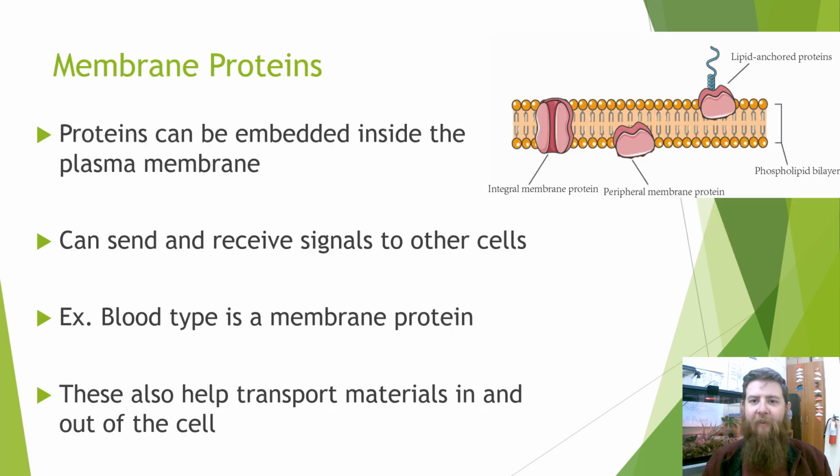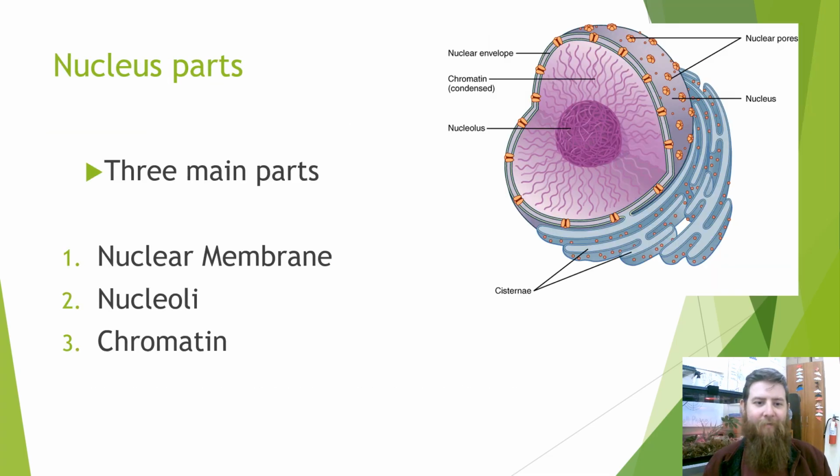Membrane proteins can be embedded inside of the plasma membrane. They can send and receive signals. Your blood type is a membrane protein. Plants have membrane proteins. They also help transport materials into and out of the cells. They have these pores and carriers that help move things from one place to another.